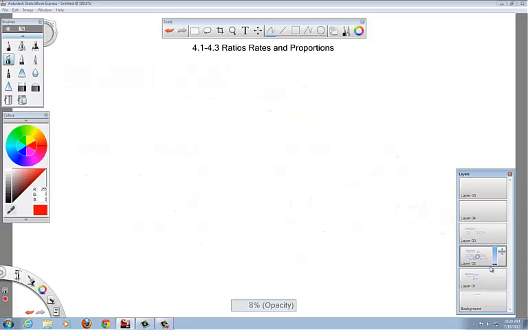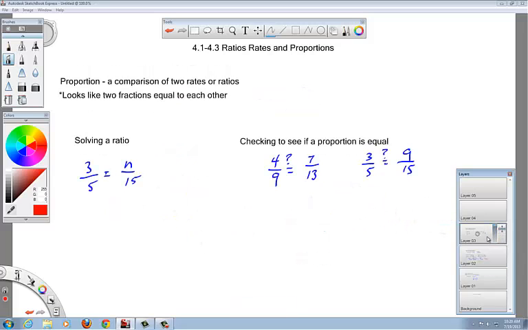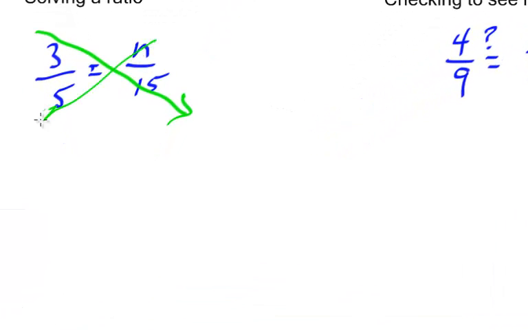So that's rates. The next and last thing we're going to talk about, this is kind of a review of 4.1 through 4.3, is proportions. And they're a comparison of two rates or ratios. And I'm going to show you how to solve them. They basically look like two fractions equal to each other. So solving a ratio like this, and we're going to do it algebraically, so we're going to cross multiply. There's an example of this on the other video as well, if you look at it. But here we go. I like to put the equal sign first.